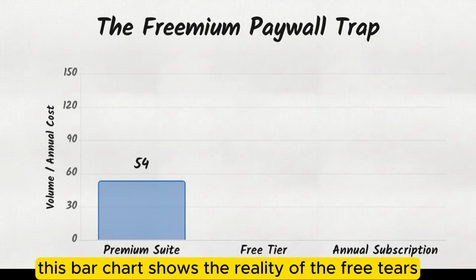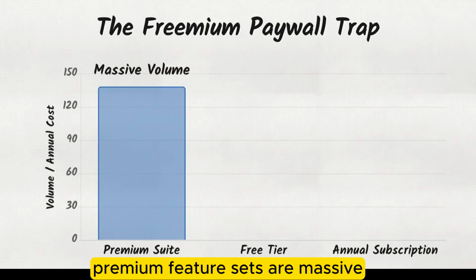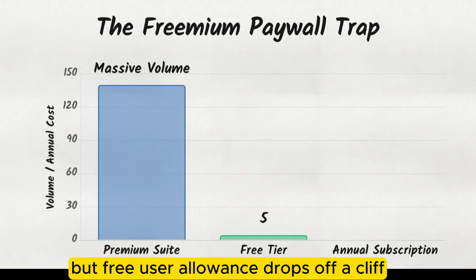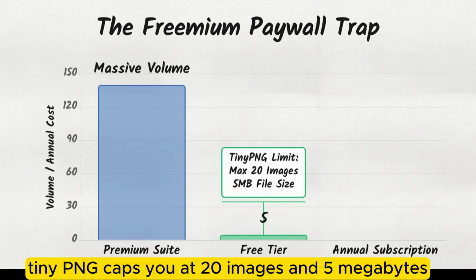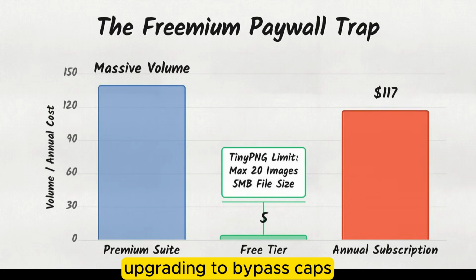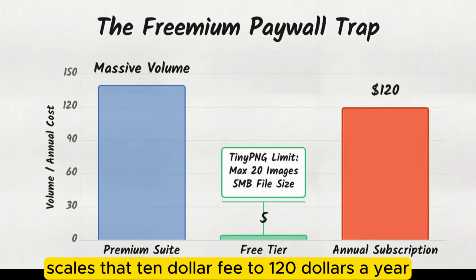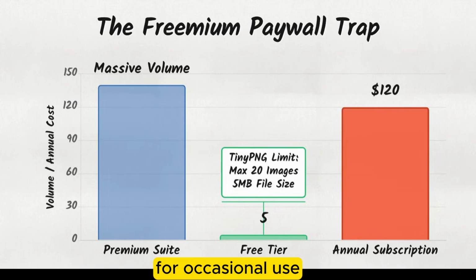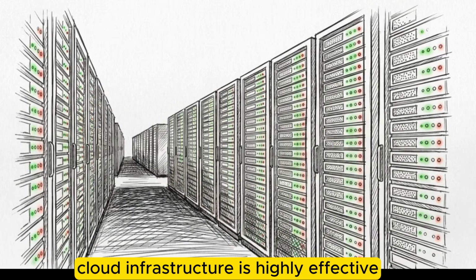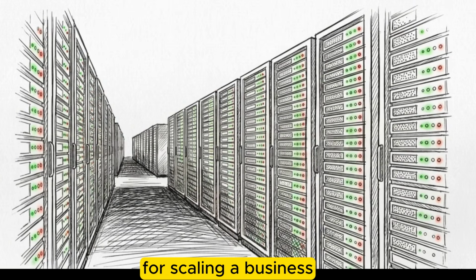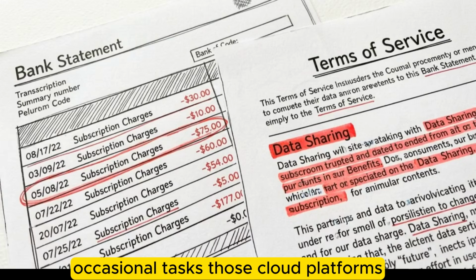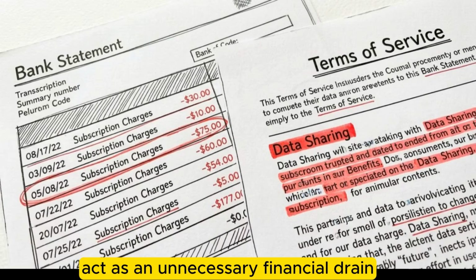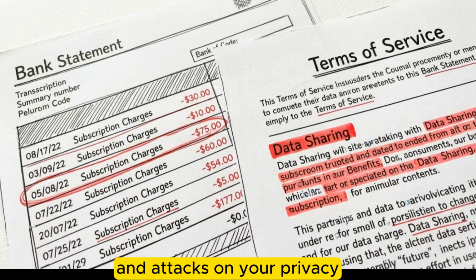This bar chart shows the reality of the free tiers. Premium feature sets are massive, but free user allowance drops off a cliff. TinyPNG caps you at 20 images and 5 megabytes. Upgrading to bypass caps scales that $10 fee to $120 a year for occasional use. Cloud infrastructure is highly effective for scaling a business, but if you are an individual doing simple, occasional tasks, those cloud platforms act as an unnecessary financial drain and a tax on your privacy.